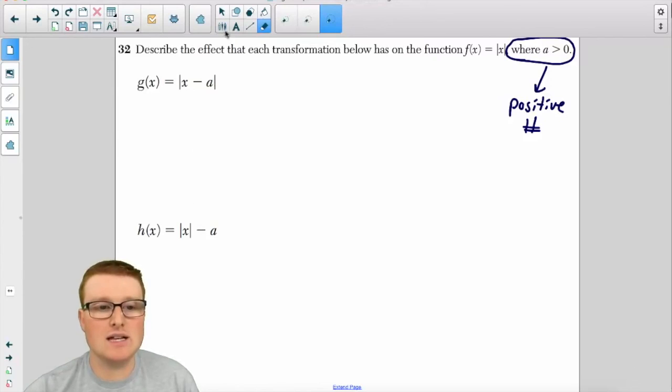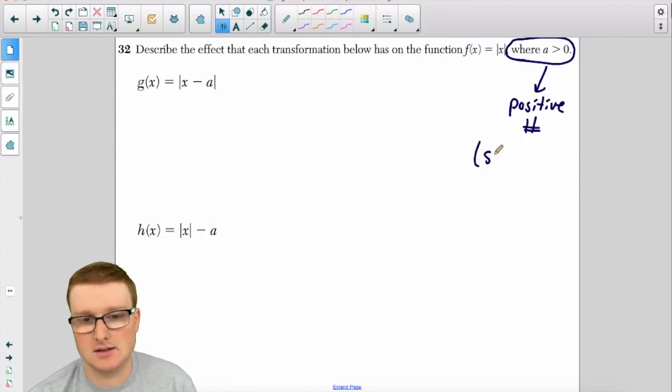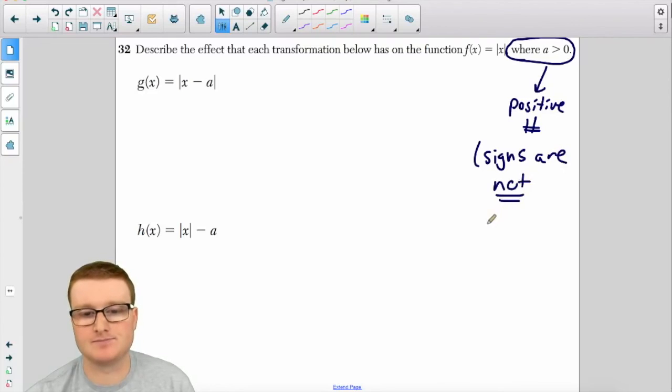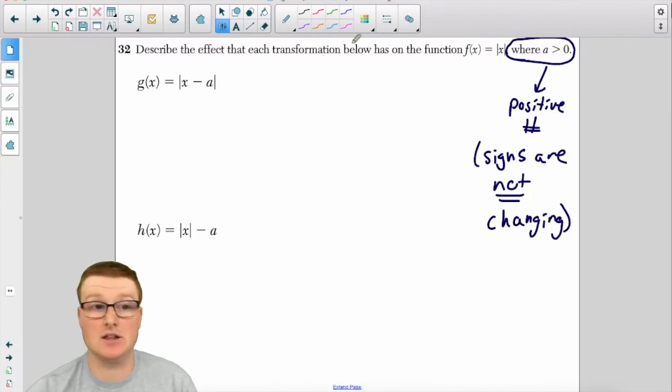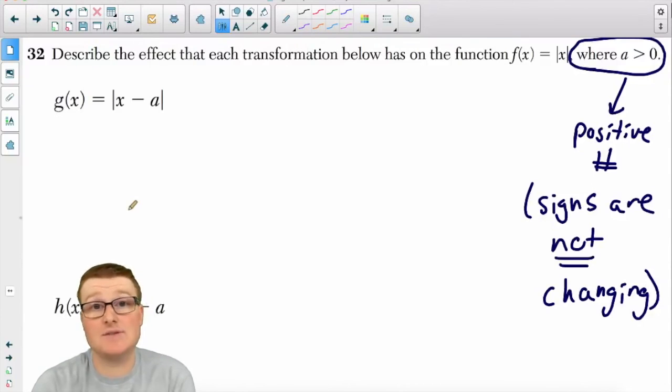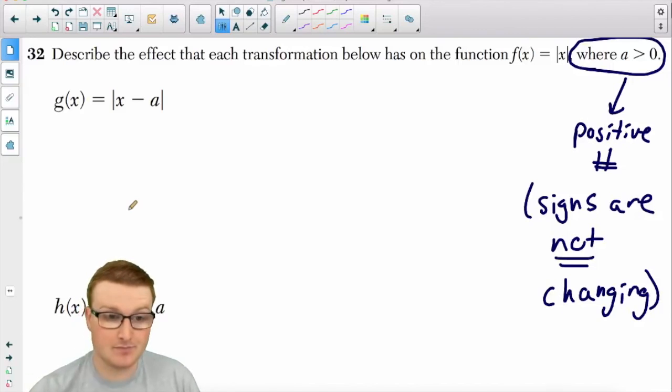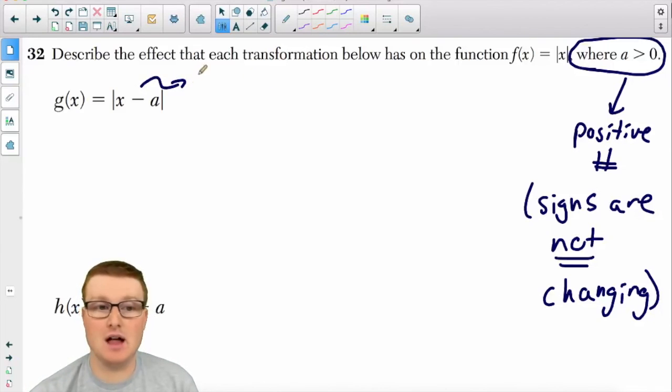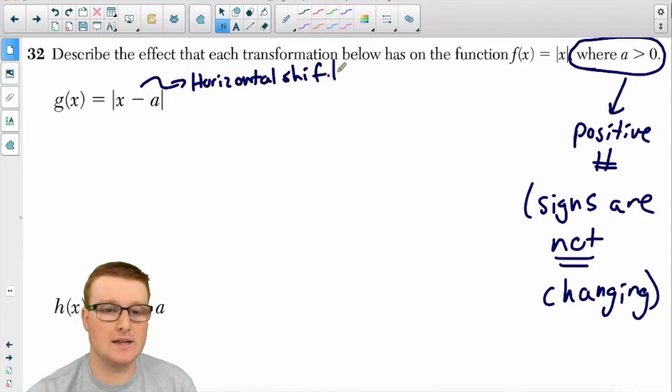What this is telling you is that the signs are not changing in your equations, okay? That's why they're telling you that. Because if it was negative, it would be a completely different story. So here we go. This, if it's in the absolute value bars, this is a horizontal shift. And it is always opposite the sign. Opposite the sign.